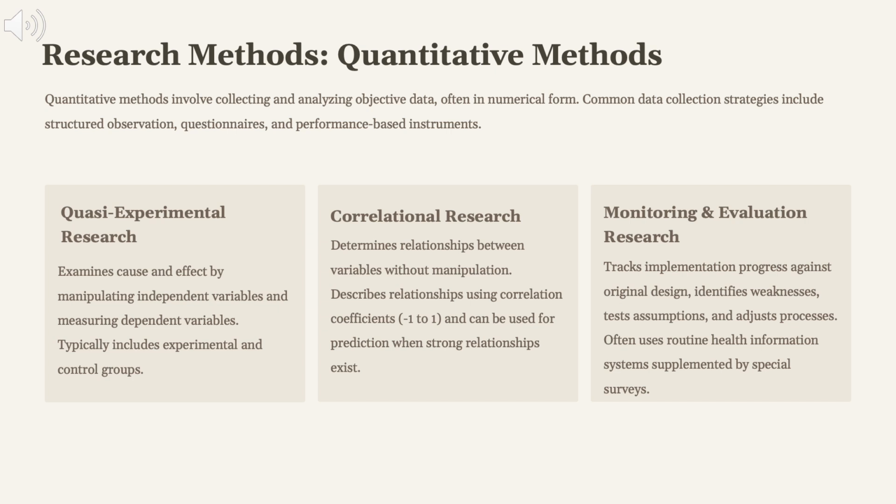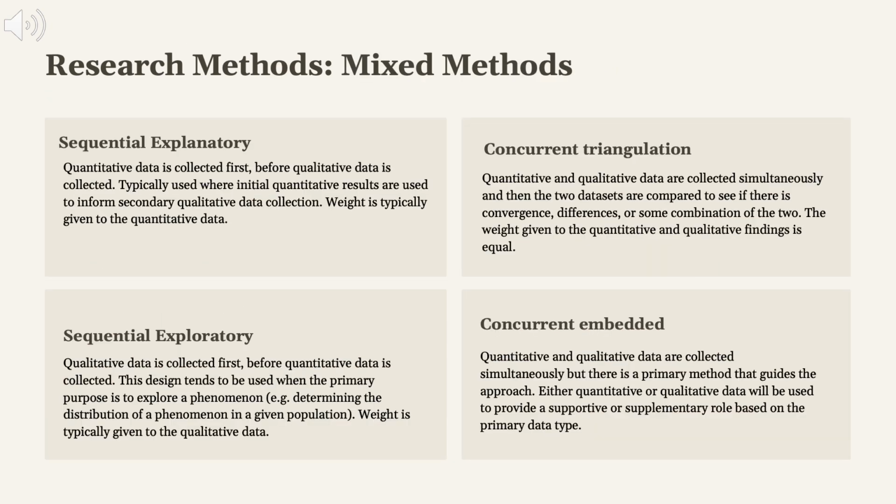In summary, quantitative methods help us measure and compare outcomes, understand patterns, and evaluate the effectiveness of interventions in a structured, evidence-based way. Finally, we have mixed methods, which combines both quantitative and qualitative methods in a single study. This allows us to draw on the strengths of both approaches, providing robust numerical data while also capturing the depth and context of lived experiences.